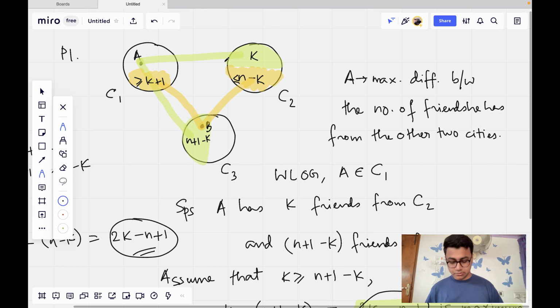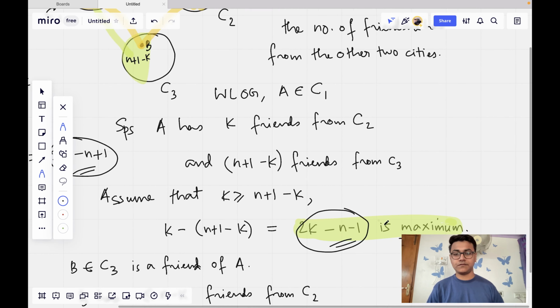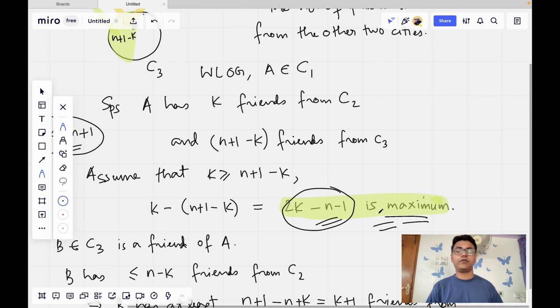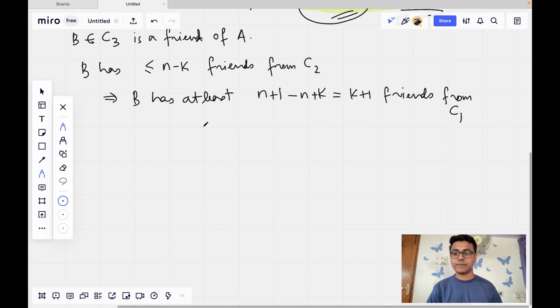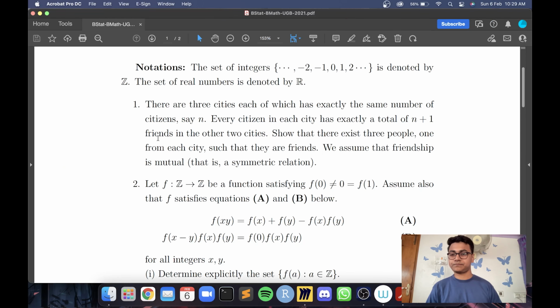This is known as the extremal principle, where we assume that something is maximum. We use the maximum value of something. In this case, we are using the maximum difference between the number of friends of each citizen. So we are done with P1.